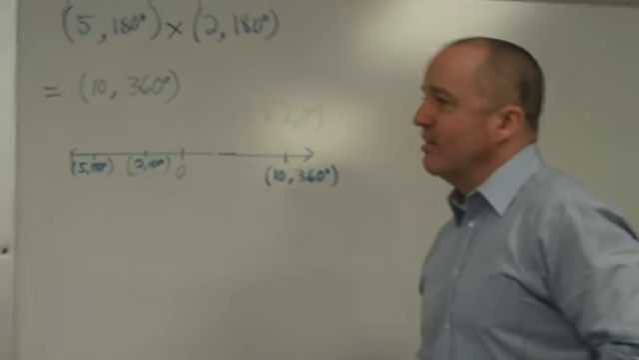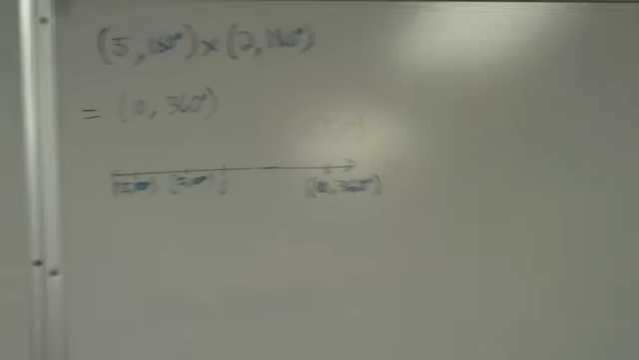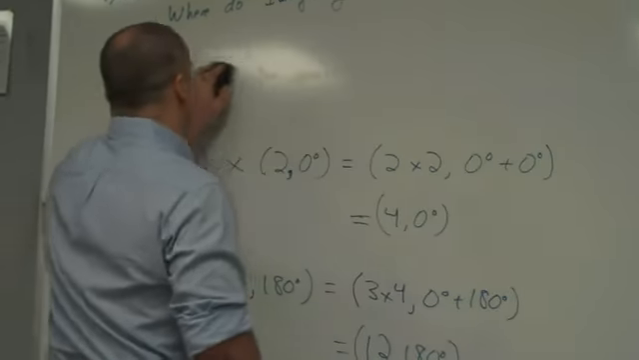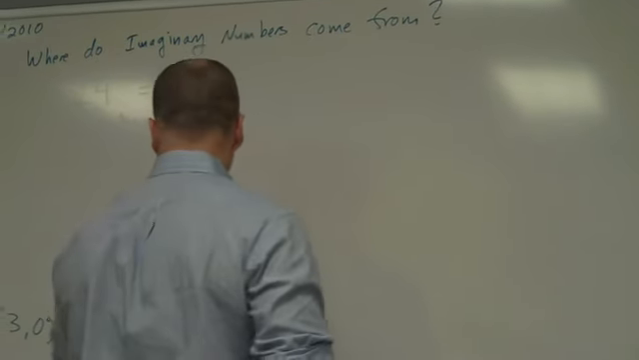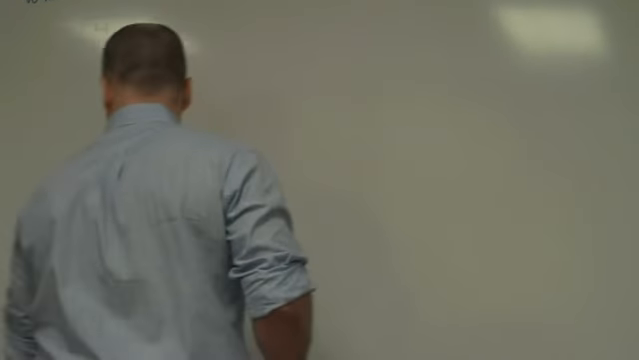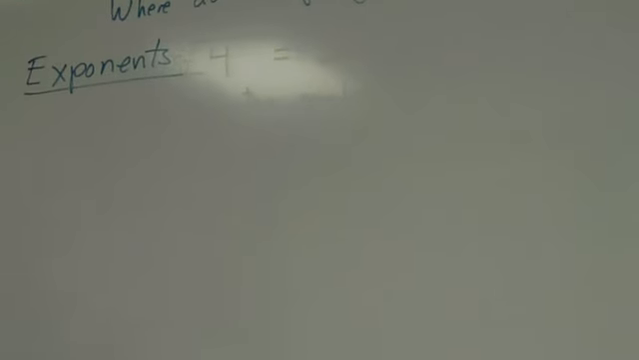Now, multiplication was actually fairly simple. Now we get to the complicated stuff. Division, we're not really going to cover so much. What we're going to do right now is jump up to exponents for a moment.